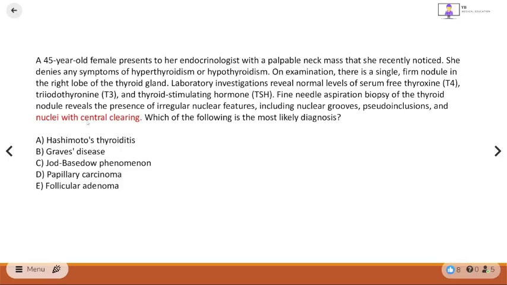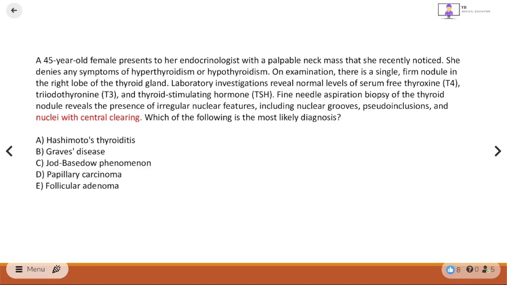Let's see this case. A 45-year-old female presents to her doctor with a palpable neck mass that she recently noticed. So that's how thyroid cancer presents, as a palpable neck mass. She denies any symptoms of hyper or hypothyroidism. It doesn't have any secretions; it's non-functional. On examination, there is a single firm nodule in the right lobe of the thyroid gland. Laboratory investigations reveal normal levels of serum free T4, T3, and TSH.